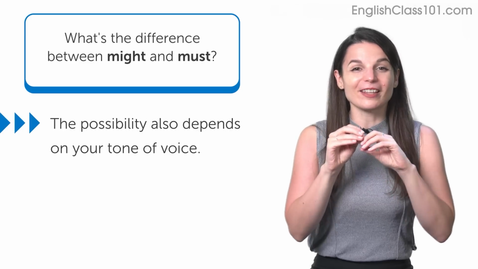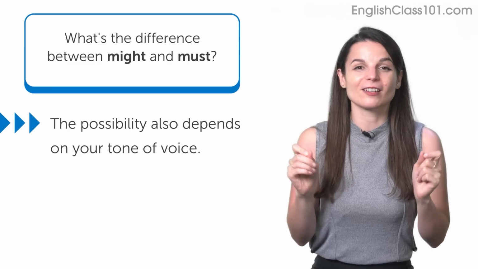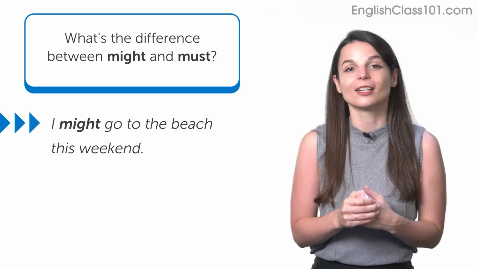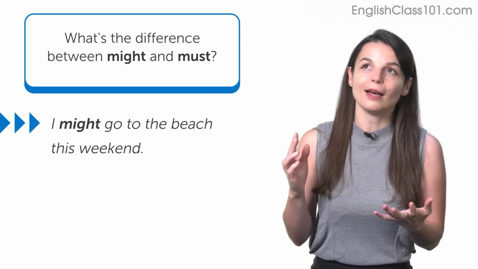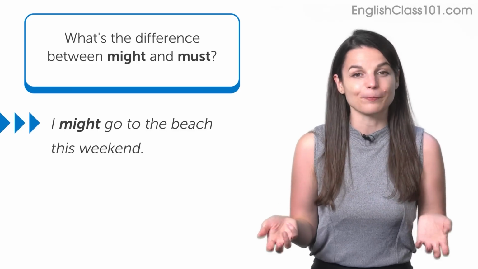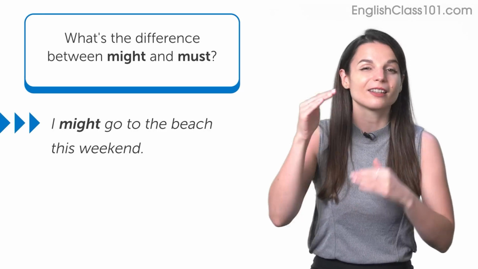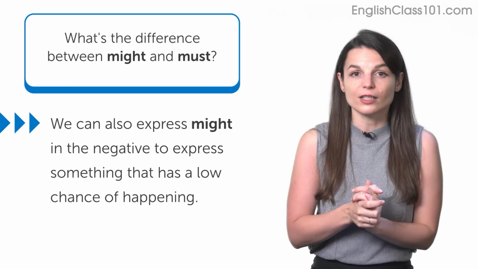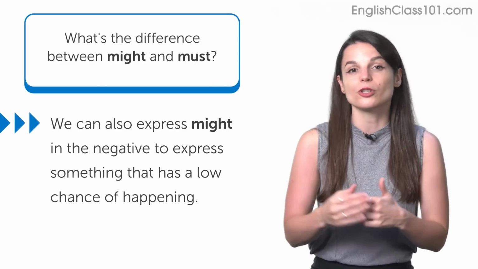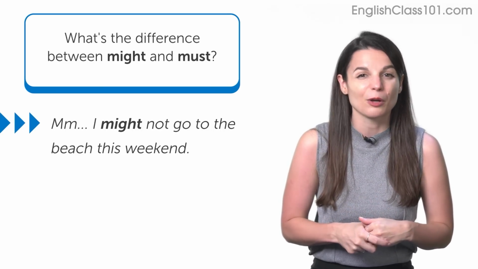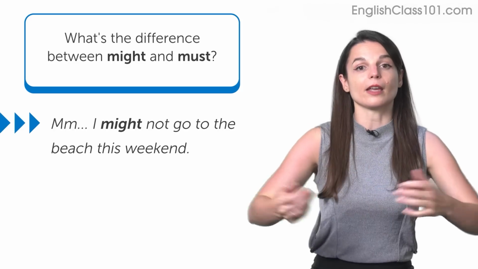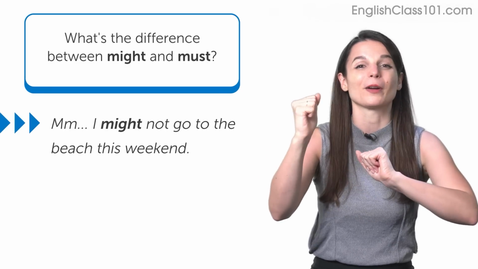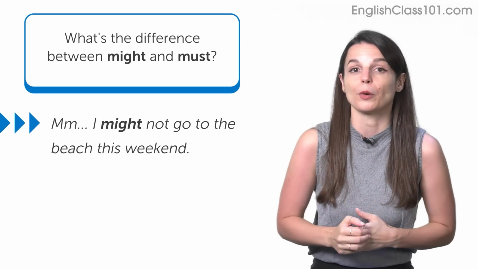The possibility also kind of depends a little bit on the sound of your voice. For example, if you say, I might go to the beach this weekend, it sounds different than, I might go to the beach this weekend. Might sounds a little bit less certain, so we can use the tone of our voice to affect the level of possibility we want to express. We can also use this in the negative to express something that has a low chance of happening, like, I might not go to the beach this weekend. So that sounds like you had a plan to go to the beach, but you were thinking it's not going to happen, or there's a possibility it's not going to happen.